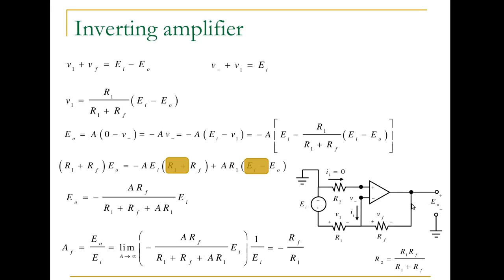For a non-ideal amplifier, there is going to be some current going into the terminals, so we can add this resistance here to balance that bias current that would give us a non-zero output for a zero input. So if we add this resistance here, then we can reduce that bias.